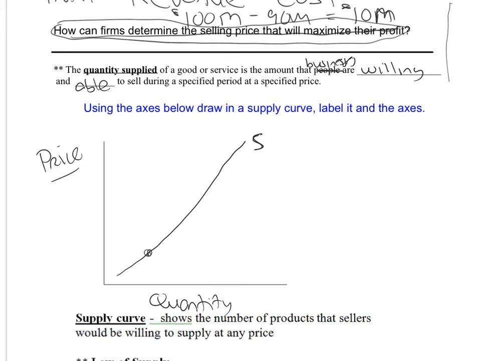At a higher price, think of a can of Coke. If Coca-Cola can get 50 cents for that, maybe they'll supply 100 to St. Andrews. If they could get $2, they'd be willing to produce more, ship more to St. Andrews, and maybe send 500.